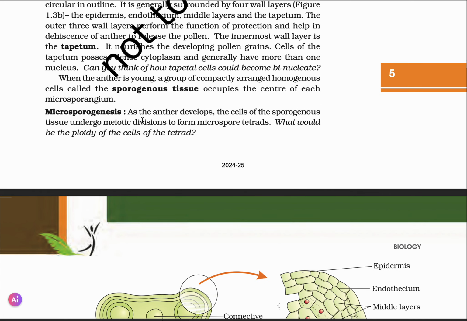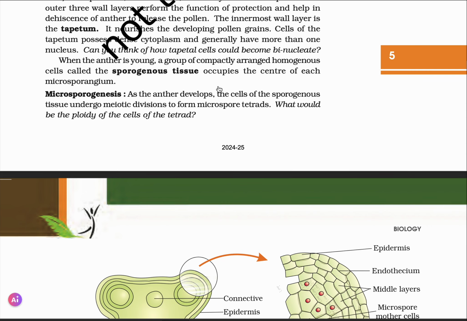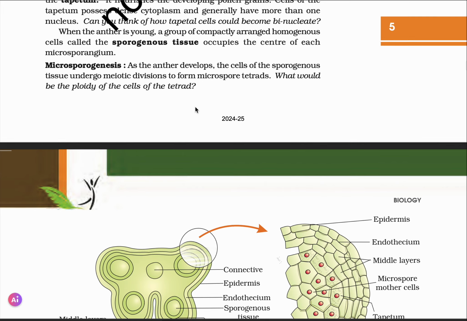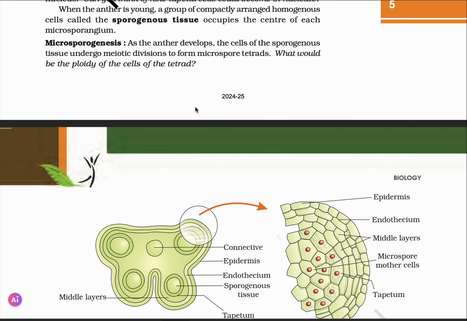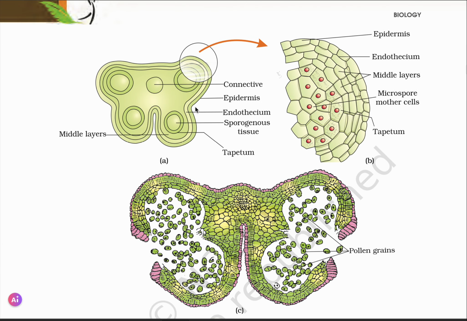So microsporogenesis. What is microsporogenesis? It is the process of formation of pollen grain. As the anther develops, the cells of sporogenous tissue undergo meiotic divisions to form microspore tetrads. As the anther develops, the cells of the sporogenous tissue keep forming microspore tetrads. So you could check it out over here.